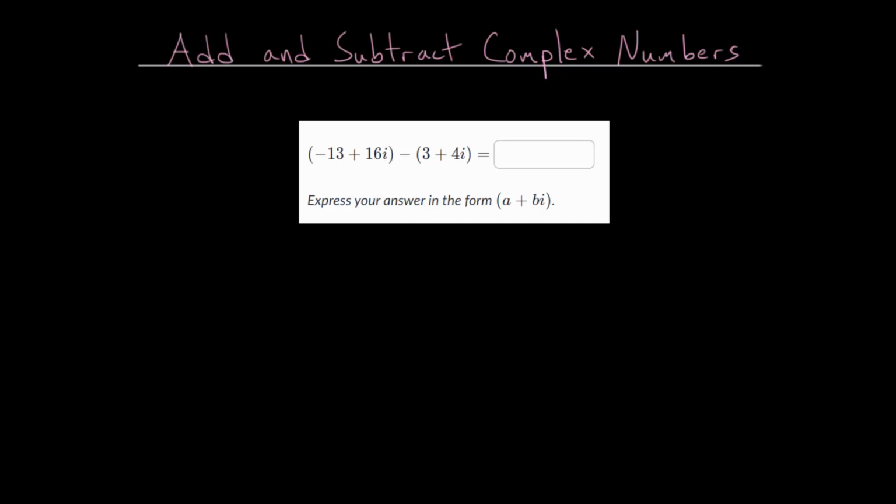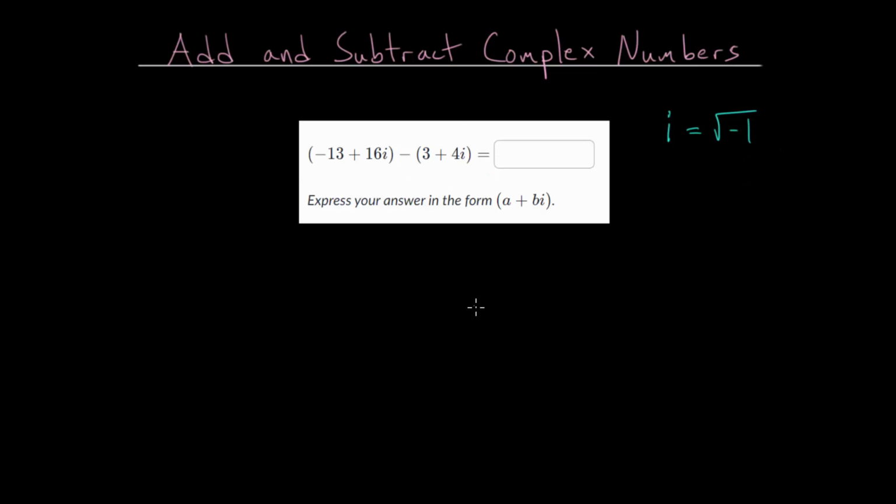In this video, I'd like to talk about adding and subtracting complex numbers. So remember that a complex number has both a real part, where it's just a normal number, and an imaginary part, where it has i in it. Remember that i is just the square root of -1.